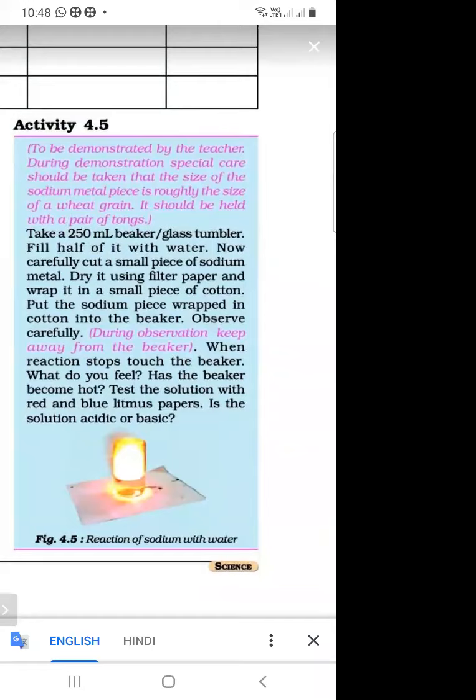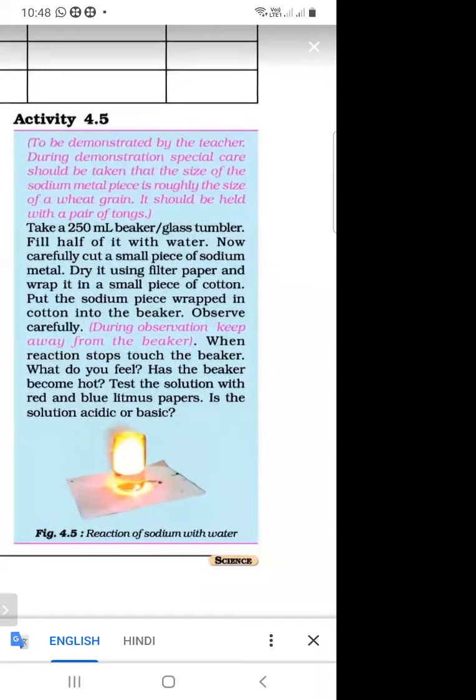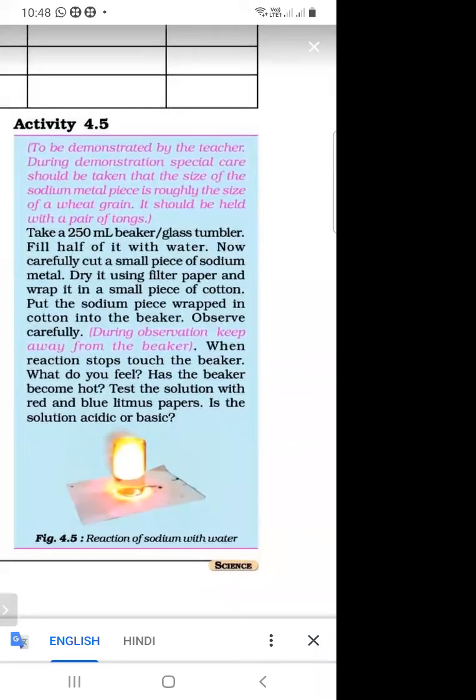And what is Activity 4.5? We take a piece of sodium metal and wrap it in a small piece of cotton. And when we have put it in the cotton, we will put it into the water.